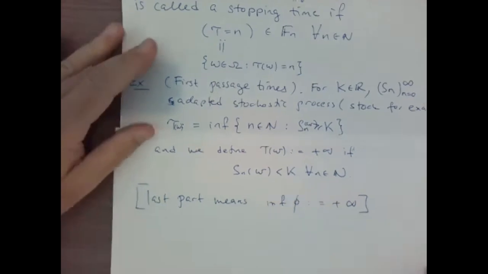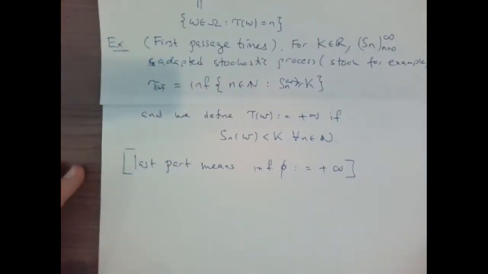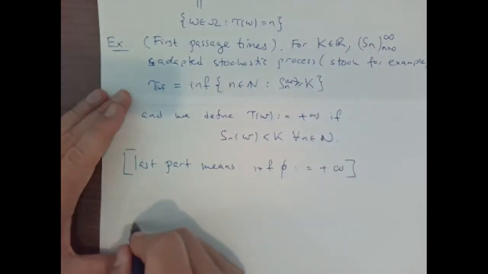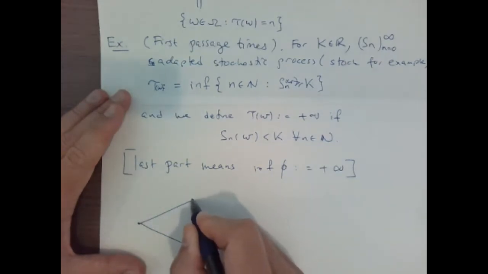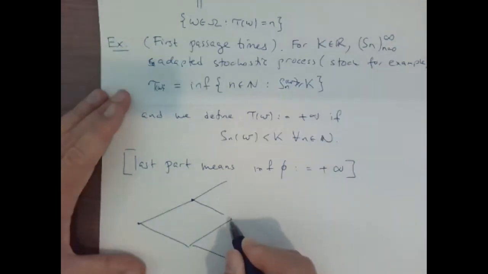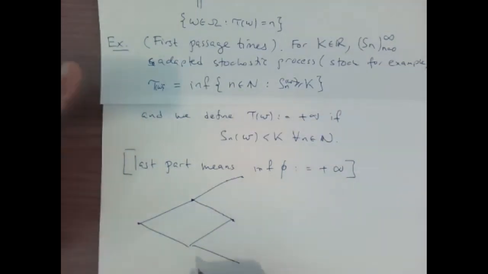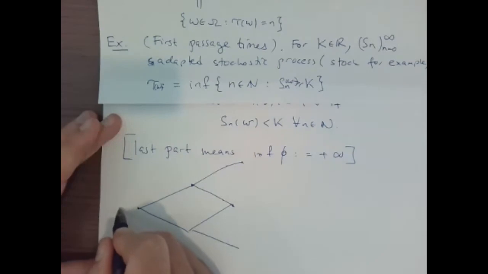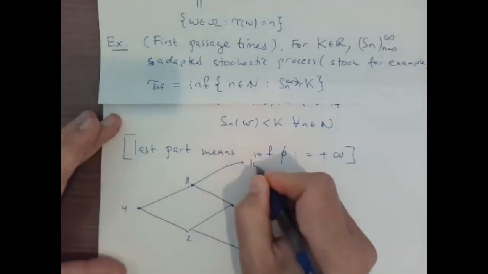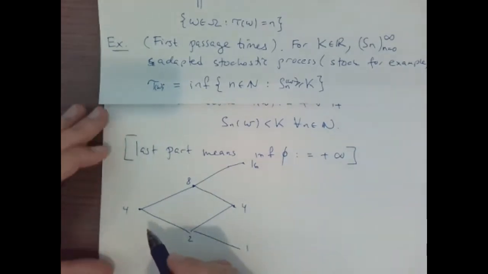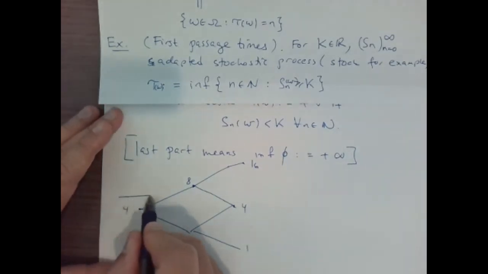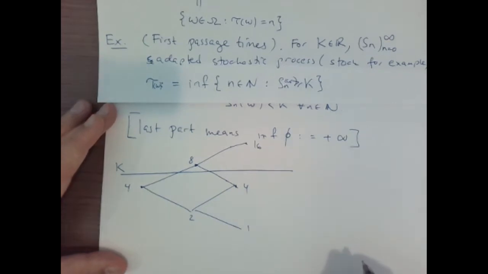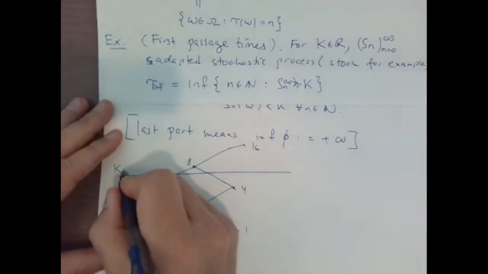So this is an example of a stopping time. And if we return back to, say, the binomial model that we had before, in a binomial model like the one we had, you have the tree. Say this would be the tree. Then I could pick a k. So here, what do we have? We had 4, 2, 8, 16, 4, and 1. We could put a k in like here.